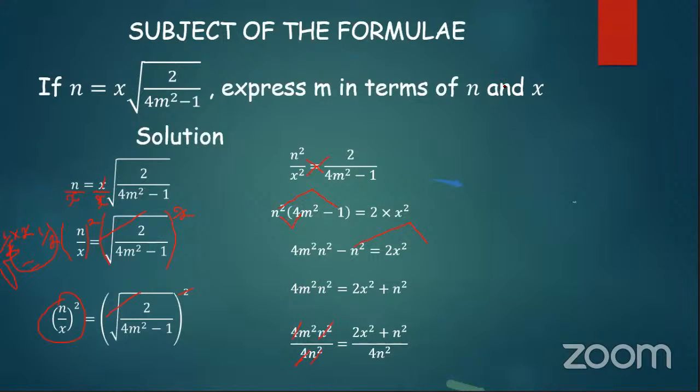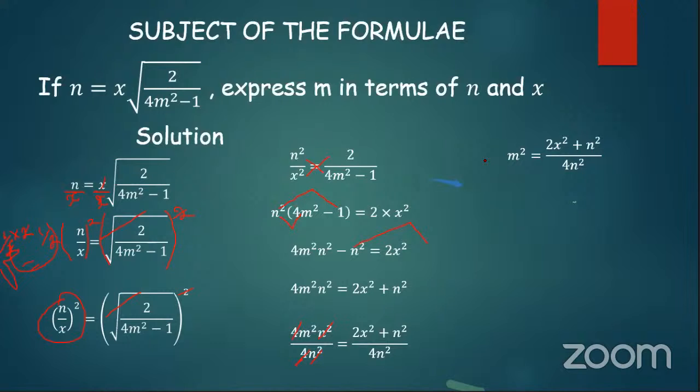Yes, so after that, our m squared is equal to 2x squared plus n squared divided by 4n squared. Have we reached our final answer? No. So what are we going to do next? We introduce a square root both sides.